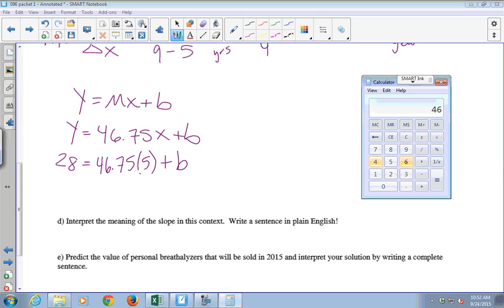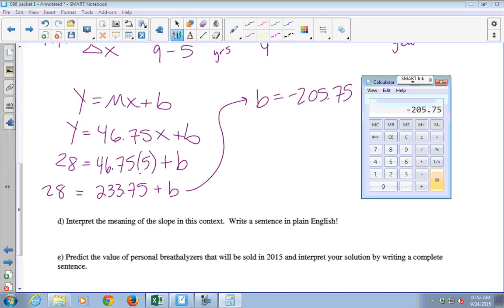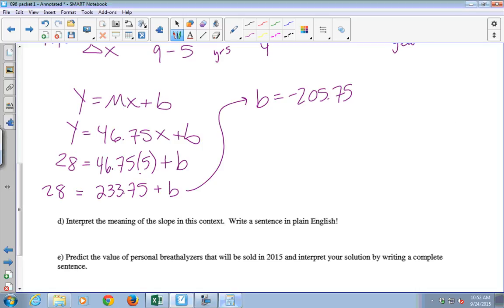Okay, so 46.75 times 5 is 233.75 plus b equals 28. So I'm going to subtract 233.75 from both sides. And I get negative 205.75. Should I just circle that number and I'm done? No, right? That's the y-intercept. It's not the equation of the line.